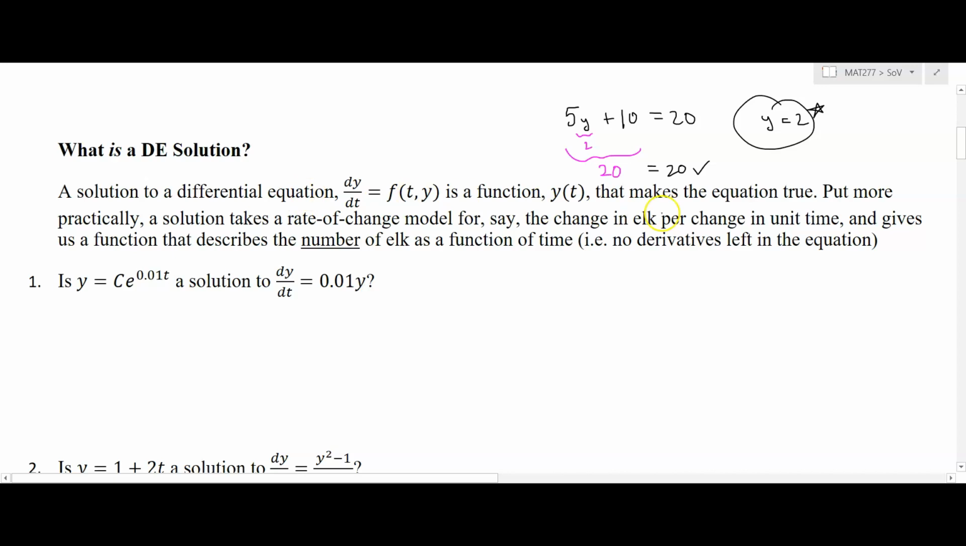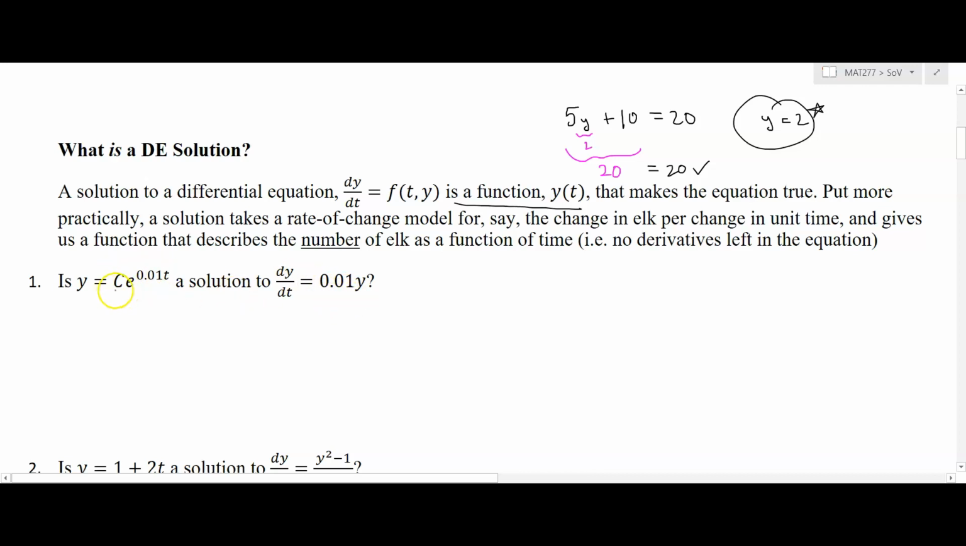But when we're talking about a differential equation, the distinction is that the solution is a function that makes the equation true. Just like in solving an algebraic equation, the numerical value of y that makes it true is what we call the solution. Put more practically, a solution takes a rate of change model for, say, the change in elk per unit time, and gives us a function that describes the number of elk as a function of time. It does not only satisfy it algebraically, but it also leads us from a rate to an amount. If you think about a derivative as a speed, then its antiderivative is kind of the distance at any moment. So how do we check? For example, is y = ce^(0.01t) a solution to dy/dt = 0.01y?